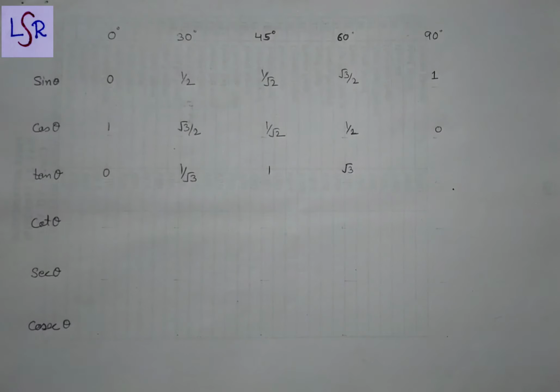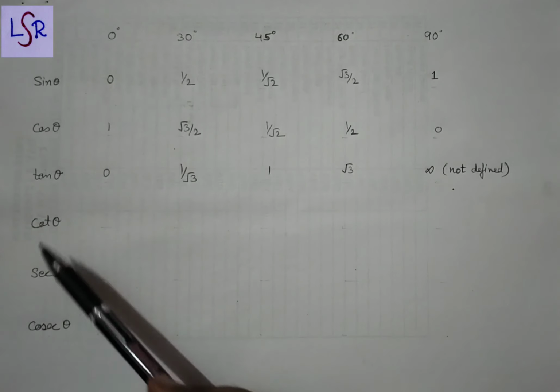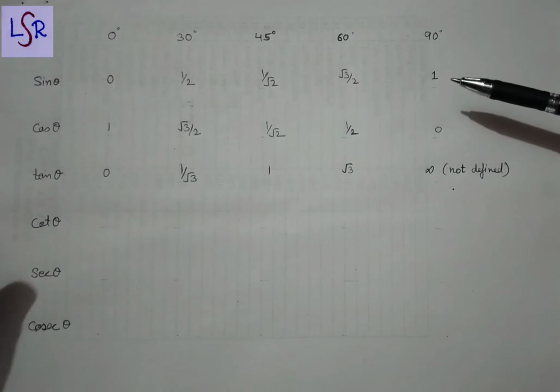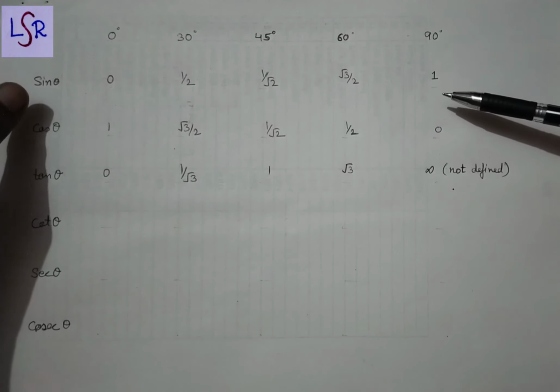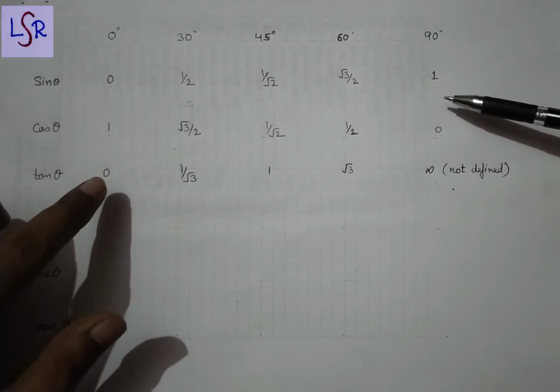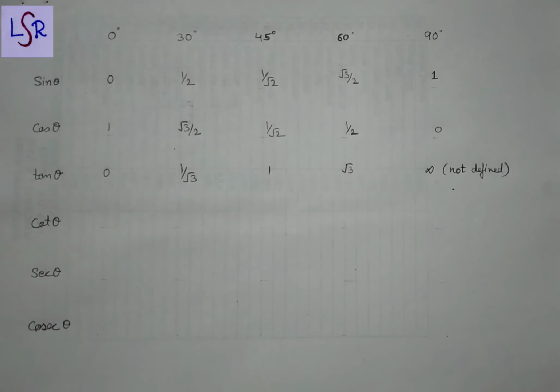Here we have all the base angles. Now the cot, sec and cosec are all reciprocals of these. Cot is the reciprocal of tan, sec is the reciprocal of cos and cosec is the reciprocal of sine. So to get the value of cot, you just have to take the reciprocal of tan. That is, if it is 0, this will become 1 upon 0. And 1 upon 0 is not defined, so it will be infinity, that is not defined.